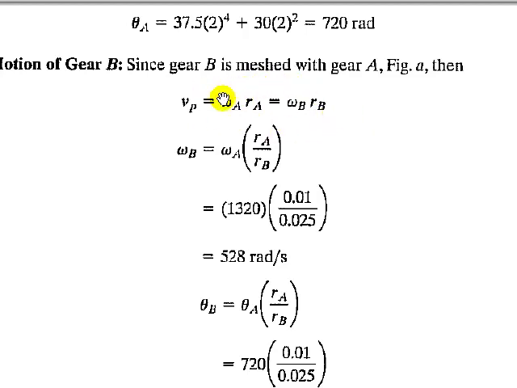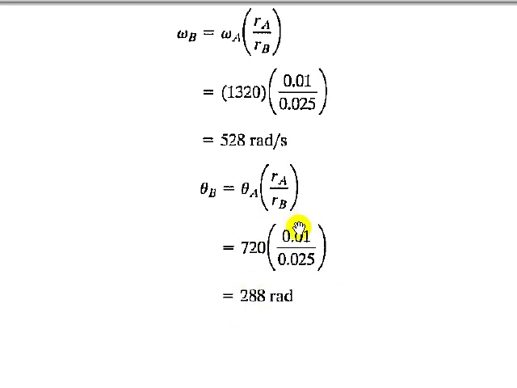And the same kind of thing is true if we integrate the r omega. We would get an r theta, the arc length traveled, and so r theta for each gear is a constant. So we had RA theta A, equal to RB theta B. We calculated theta A earlier as 720 radians. And using the ratio of the gear radii, we get that gear B travels through an angle of 288 radians. That takes care of that problem.